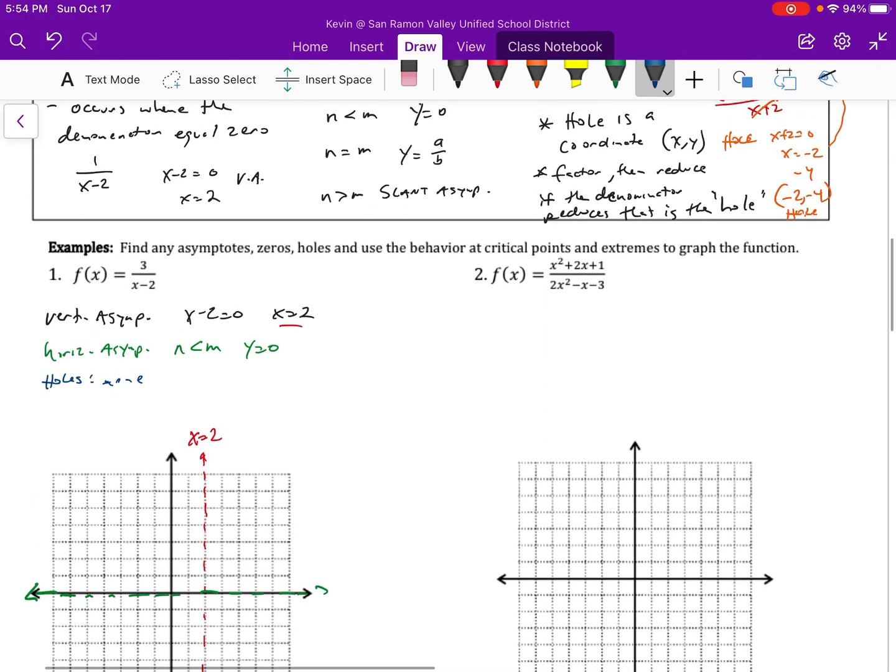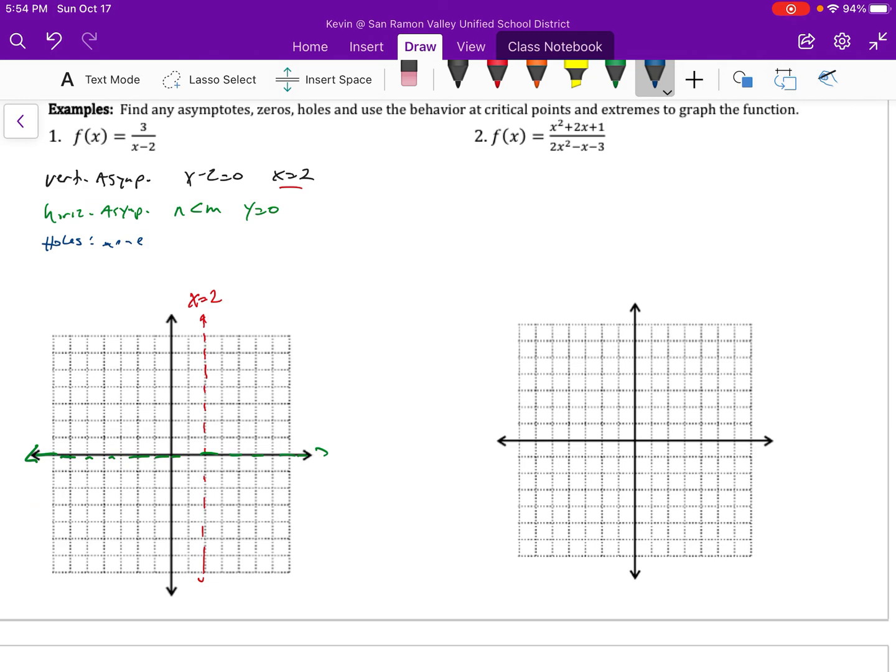Do we have a y-intercept? To find our y-intercept, we would put 0 in here for x, and that would give us negative 3/2. So for a y-intercept, we would have 0 and negative 3/2. That'd be right here. That's good to know that point. x-intercept, there isn't one. None. And again, for the x-intercept, we would look up here. We would set that equal to 0, which we can't do.